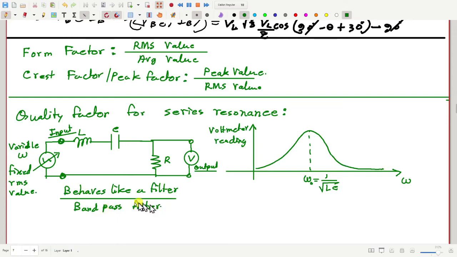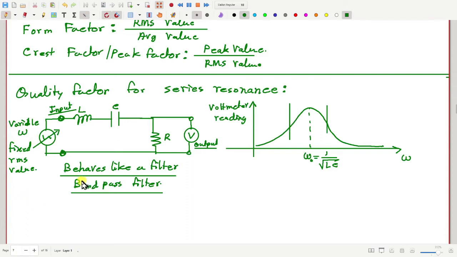What does that mean? It means that it passes or allows some frequencies within a small narrow band near omega naught, near the resonating frequency, and all frequencies further from the resonating frequency are blocked, not allowed. That's why it is called a band pass filter. Now we can ask how good this filter is. If we treat it as a filter, how good or how precise is this filter? To measure that, we first need to measure the bandwidth of the filter, that is the width of the region of the frequency which is allowed to pass.